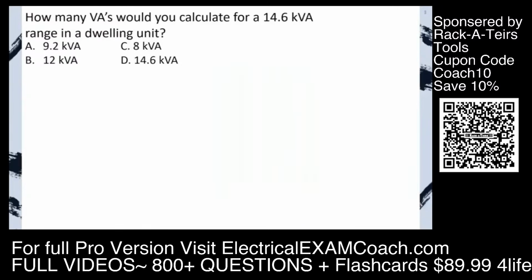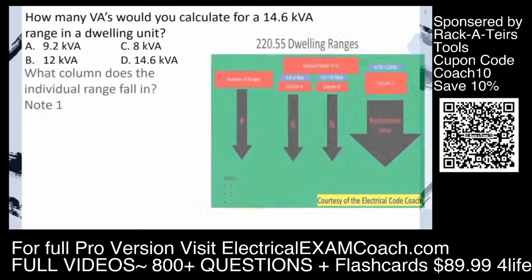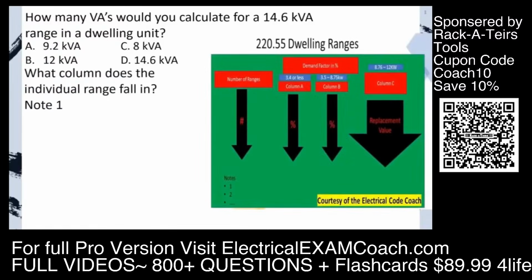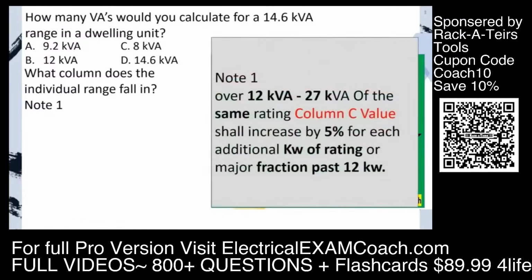How many VAs would you calculate for a 14.6 kVA range in a dwelling unit? Step 1, find out what column our individual range falls in. When we get to column C, we find out that it's only good through 12 kW. When it's over 12 kW, we have to use one of our table notes listed down below the table. In this case, we're going to be using note 1. Note 1 says that when you have ranges that are 12 through 27 kVA, what we're going to do is increase that column C value by 5% for each kW that we are past 12. Now that sounds really complicated, but I'm going to break it down piece by piece.